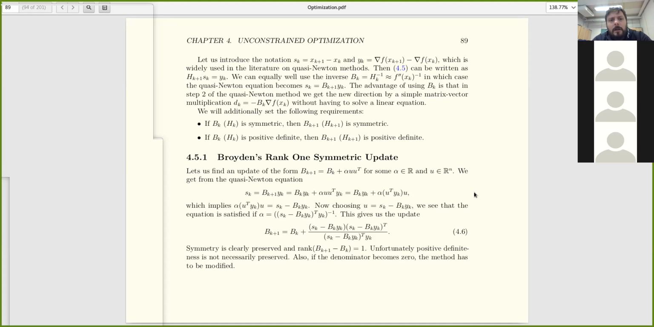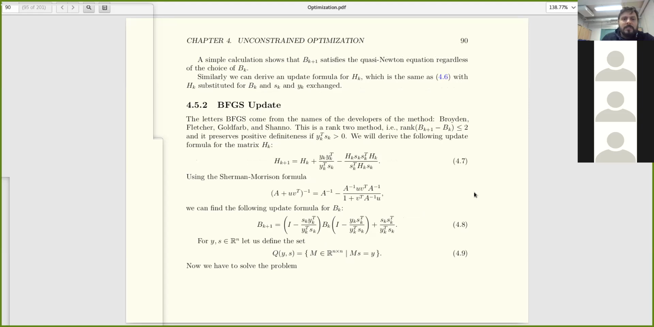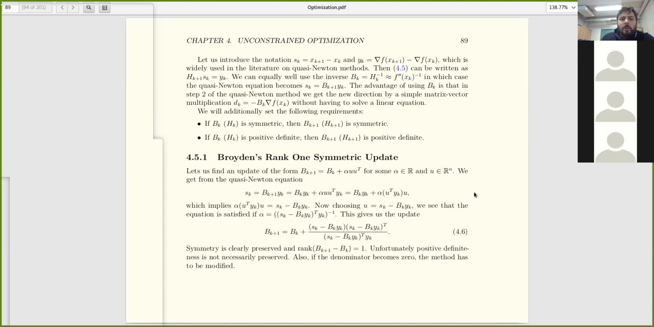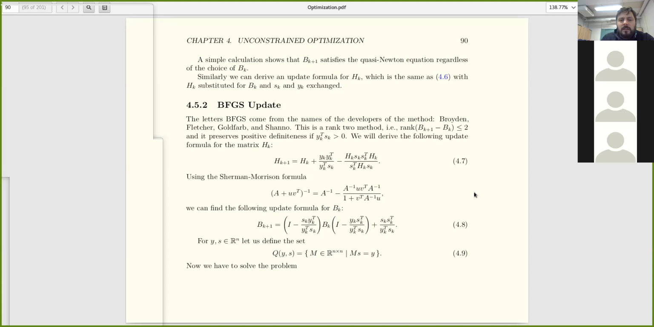We have some requirements such that we should maintain symmetricity and positive definiteness. The reason for this is that the Hessian is always symmetric, and the Hessian, while not always positive definite, we want whatever the matrix there is to be positive definite, even when the Hessian is not. And these matrix updates, or these BFGS updates, we'll look into in the exercises.